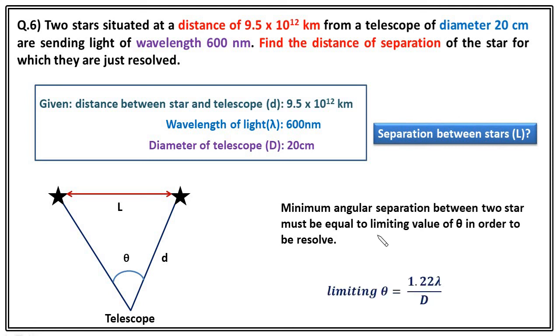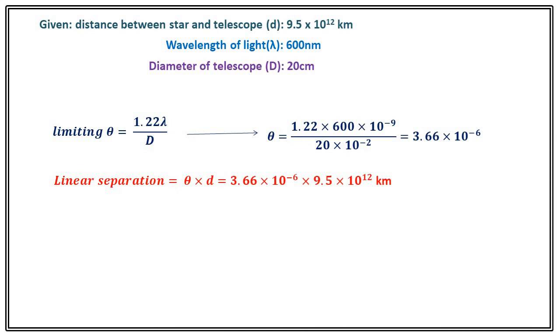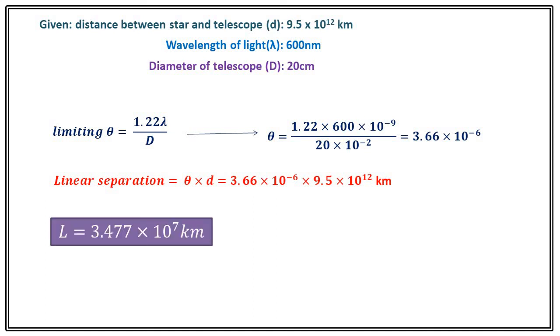And that limiting value of theta is given by 1.22 lambda upon d, right? So if this is the limiting value of theta, we can multiply that theta with the linear separation between star and telescope, and we can get the linear separation between the stars, okay? Just work it out: limiting theta is 1.22 lambda upon d. Substitute the values and you get theta equals 3.66 into 10 to the power minus 6 radian, okay? Therefore, linear separation is theta times d. Substitute the values and you get L equals 3.44 into 10 to the power 7 kilometer.